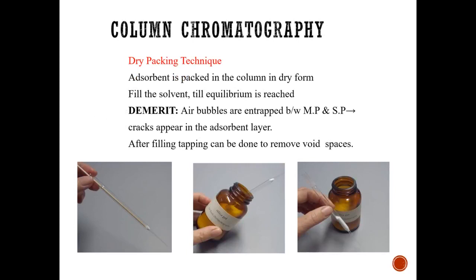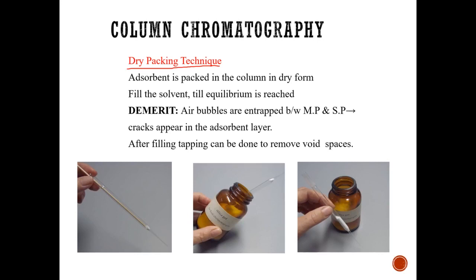Dry packing technique. There are two types of packing techniques for filling stationary phase into the column: dry packing and wet packing. Here we'll see the dry packing method. In this, adsorbent is packed in the column in dry form without mixing with the mobile phase. Then fill the solvent till equilibrium is reached. Here we can see the diagram of how the silica gel is packed into a column in dry form.